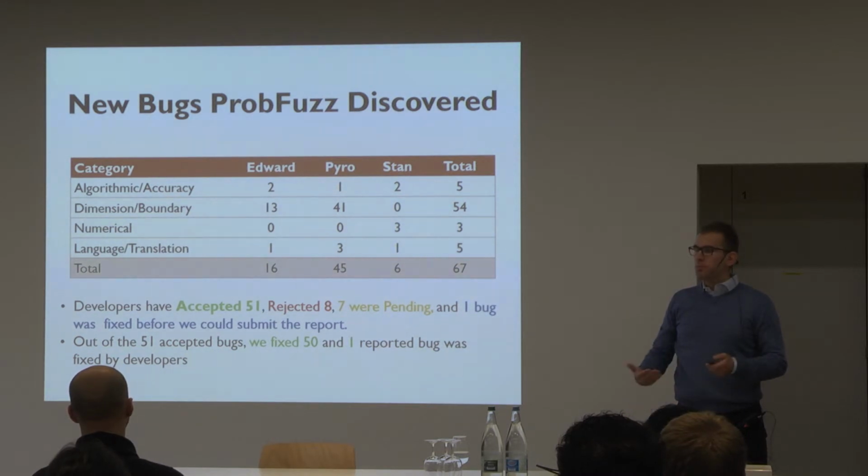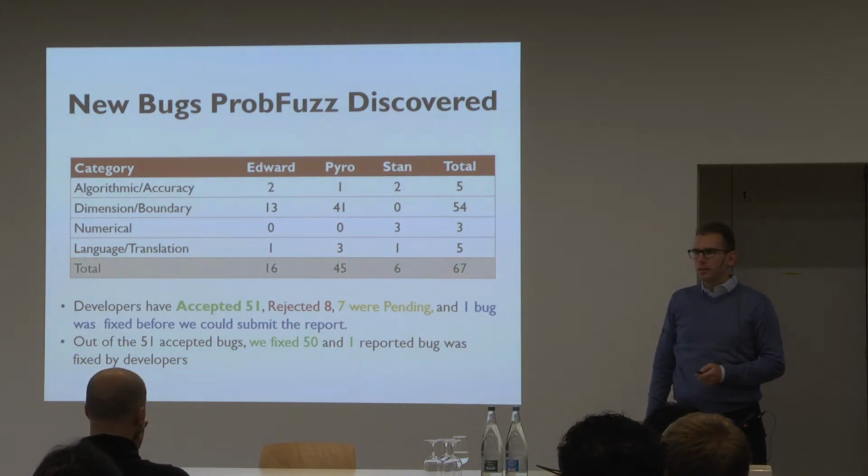Now, we looked at what these bugs did, and as we dove deep into what's going on, we actually were able to come up with fixes for 50 of them, and developers then went and fixed 1 bug on their own. And I'll come back in a couple of minutes with examples of what the bugs in the wild look like.